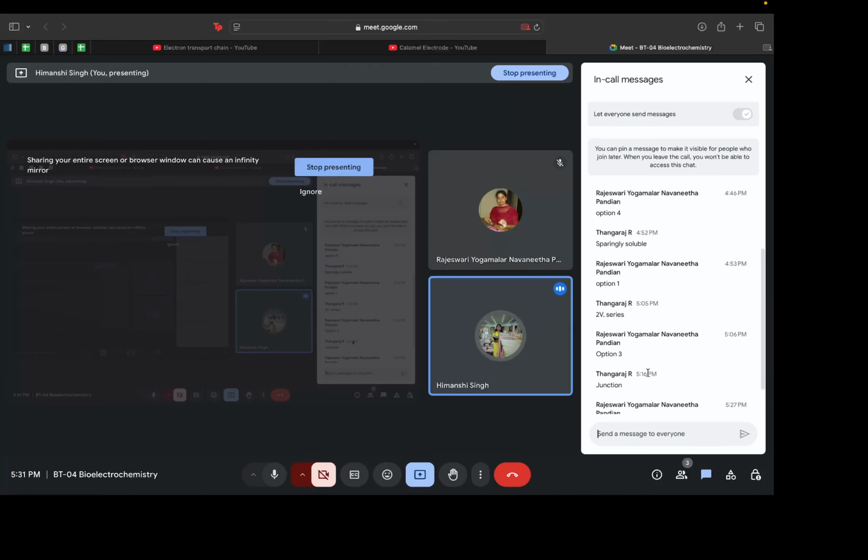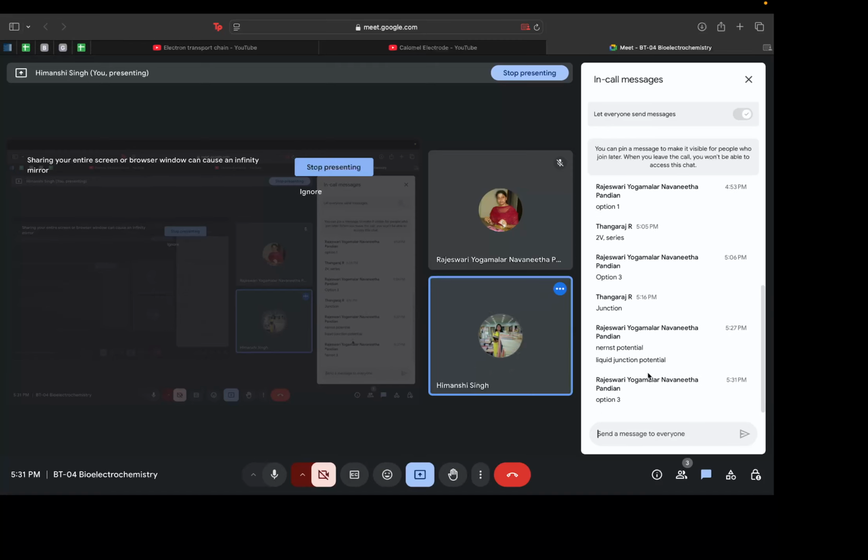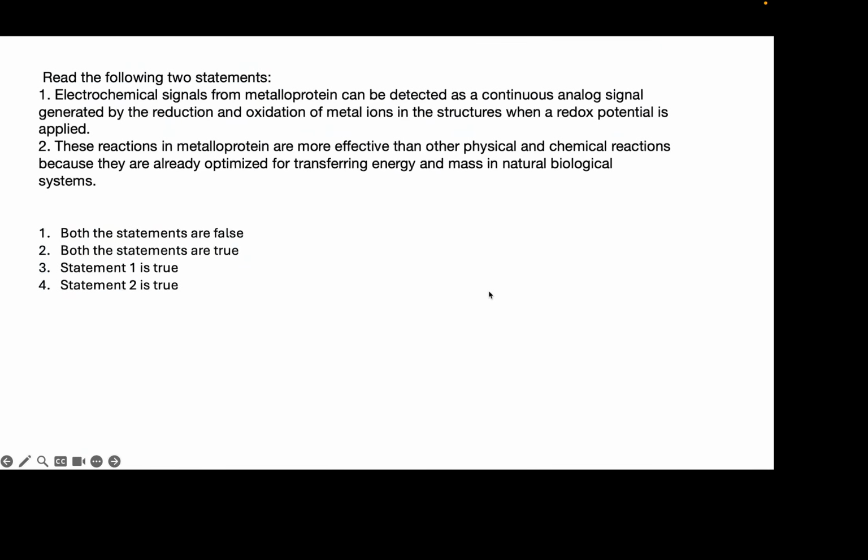Okay, oh, okay, you corrected your answer. Option 3. So option 3 says statement 1 is true. I'm not going to discuss much with respect to this, but yes, statement 1 is obviously true. Statement 2 states these reactions in metalloproteins are more effective than other physical and chemical reactions because they're already optimized for transferring energy and mass in natural biological systems.